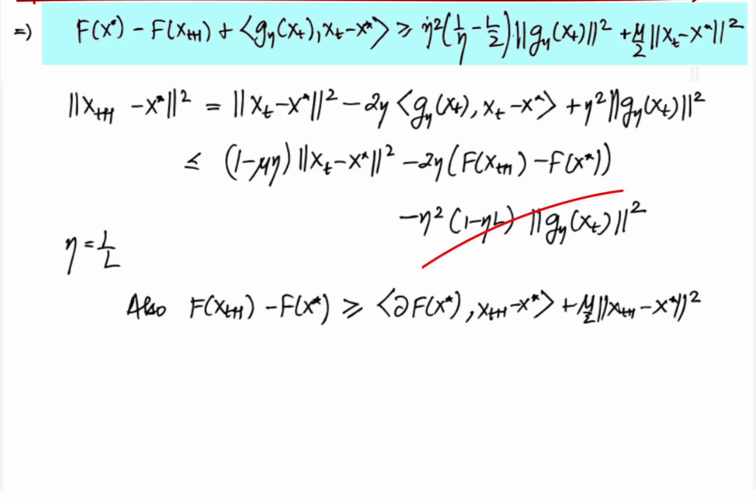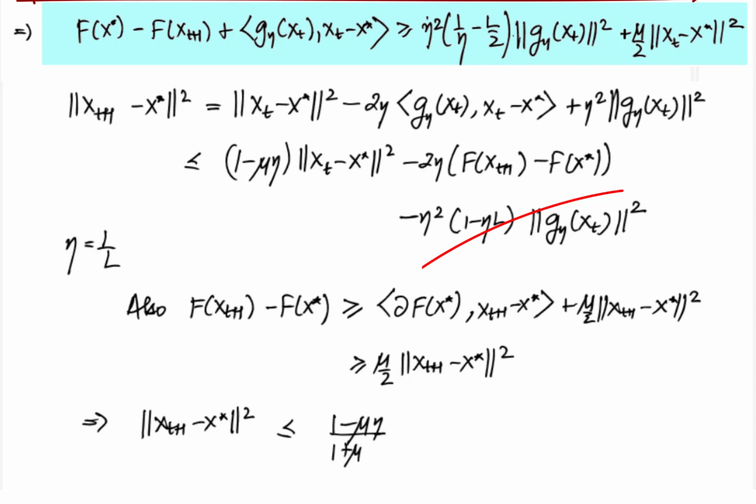This implies that the right hand side is greater than or equal to mu by 2 norm square of x_{t+1} minus x star, which follows because the optimality condition says that the first term on the right is greater than or equal to 0. So adding to it, we obtain the required contraction bound, which is that norm square of x_{t+1} minus x star is less than or equal to (1 minus mu eta) divided by (1 plus mu eta) into norm square of x_t minus x star, which will give us the required oracle complexity.